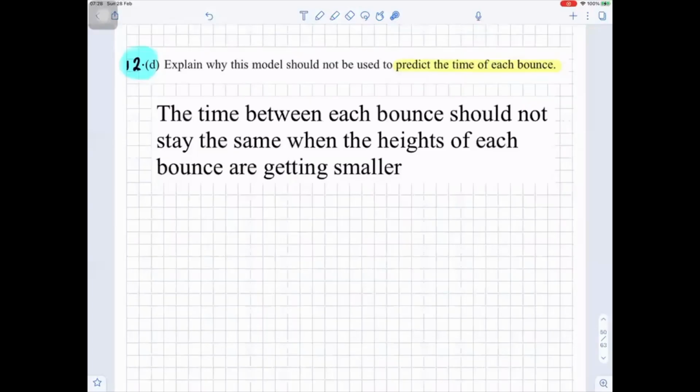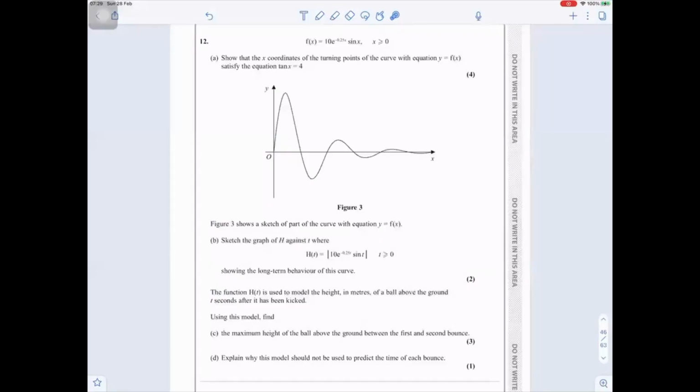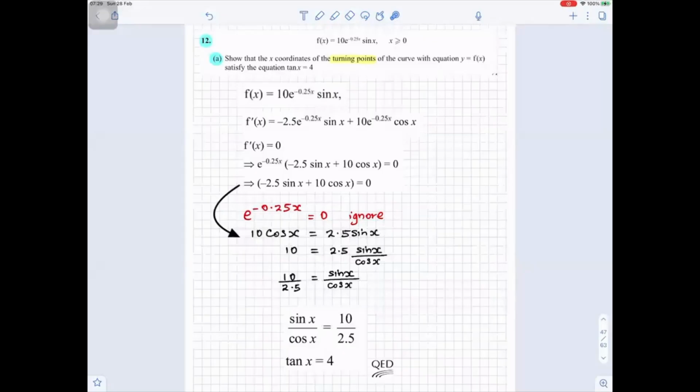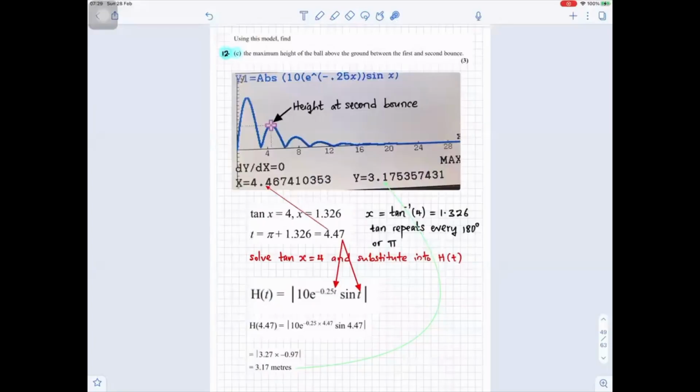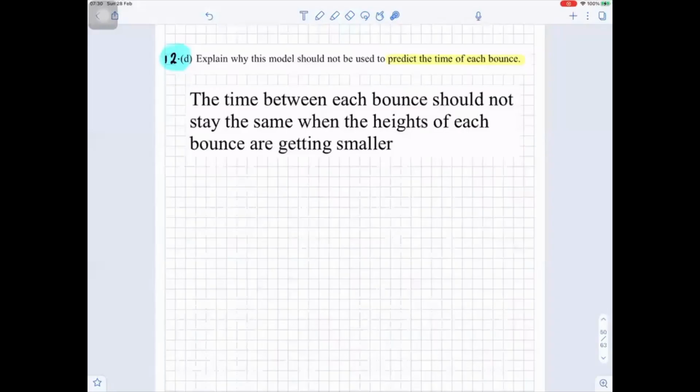For question 12d, explain why this model should not be used to predict the time of each bounce. The time between each bounce should not stay the same when the heights of each bounce are getting smaller. As the height is getting smaller, the time does not stay the same. That's question 12: 12a, 12b, 12c, and 12d.